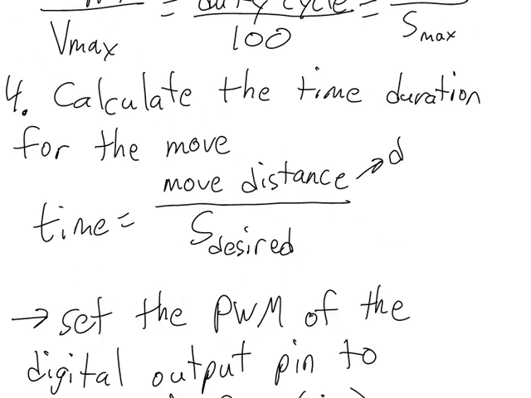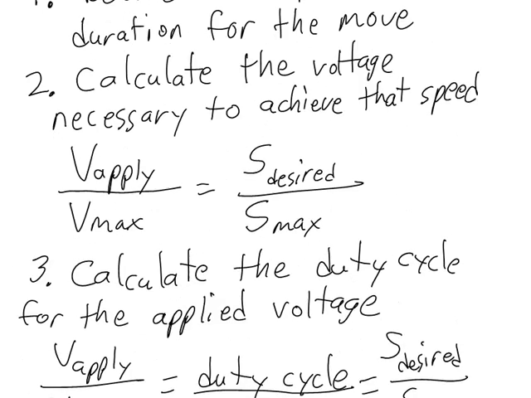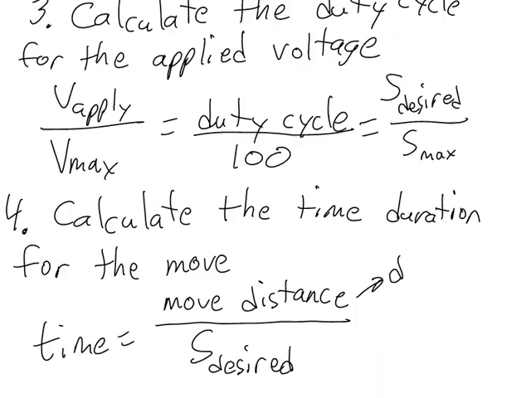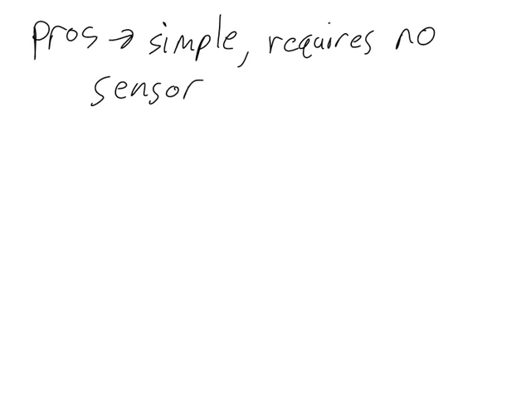Now, this 4-step process for doing open loop position control for DC motors has some pros and cons. The pros are that this approach is very simple and it requires no additional sensors. In fact, requiring no sensors is the definition of open loop control. When we get to feedback control, we will see that we always need to have sensors for feedback control. So one of the pros of open loop control is that it's very simple and it requires no sensors.